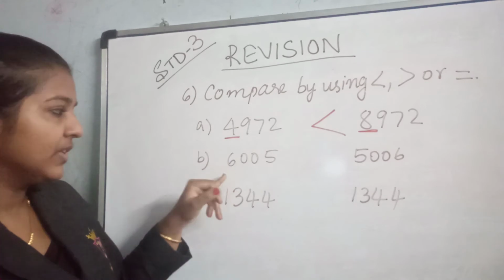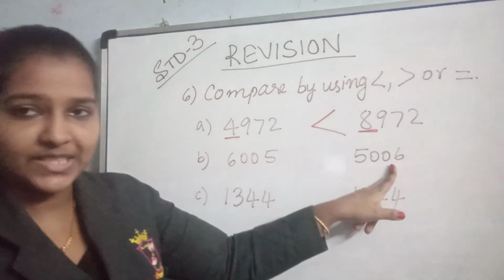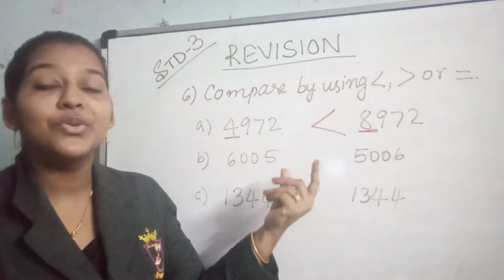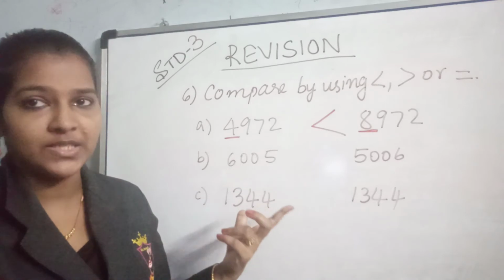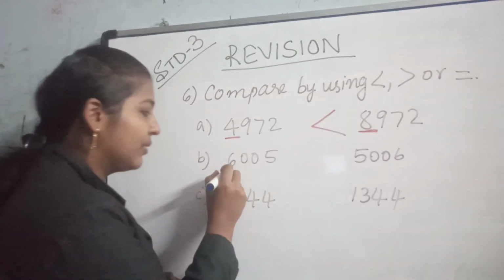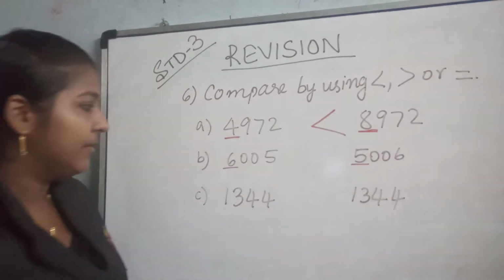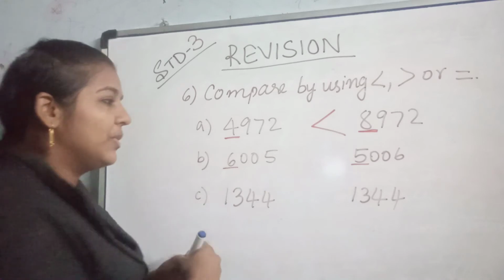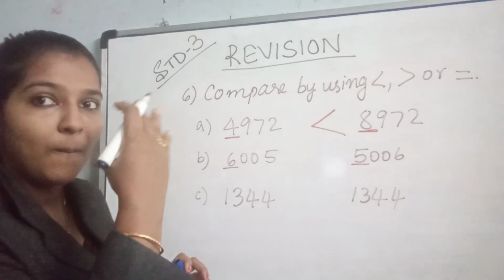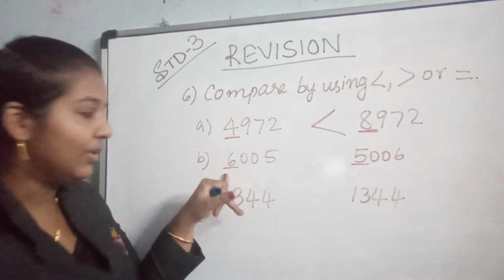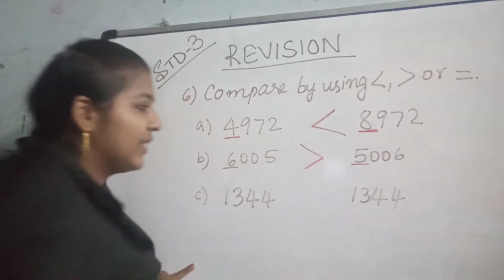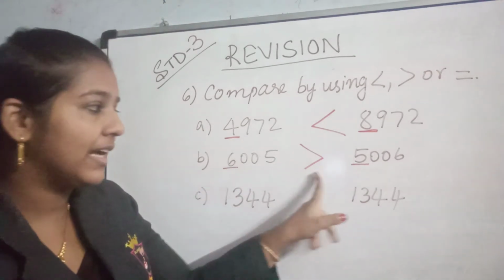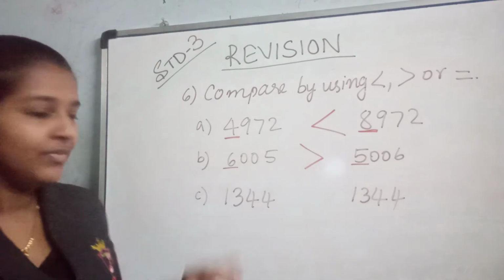Now, the second question. 6005, 5006. Okay. So, here also these two are 4-digit numbers. So, you compare the digits in the highest place, that is in the thousands place. So, you can compare 6 and 5. Tell me, children, which is greater, 6 or 5? Yeah, 6 is greater. So, the mouth of the symbol will open towards the larger one. So, 6 is larger. That's why our symbol will be the greater than symbol. Okay. So, 6005 is greater than 5006.